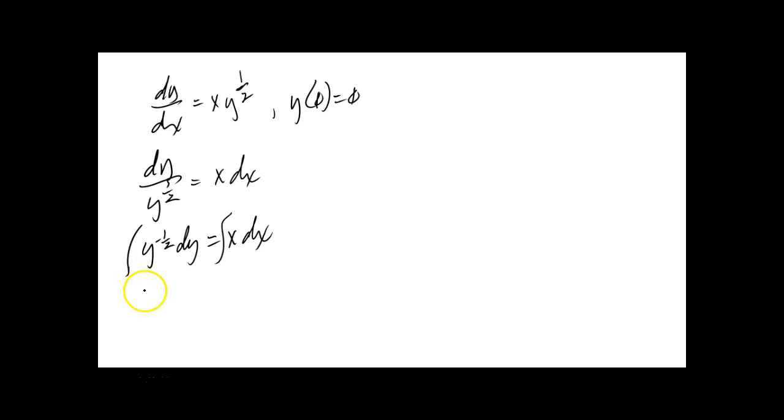So this will be y to the 1/2 times 2. The antiderivative of y to the minus 1/2 would be that, because if you take the derivative of 2y to the 1/2, that would be 1/2 times 2, which is 1, times y to the minus 1/2, which is exactly what you got there. This is equal to x squared over 2 plus some constant c. Now, y is equal to 0 when x is equal to 0, so that gives c equal to 0.